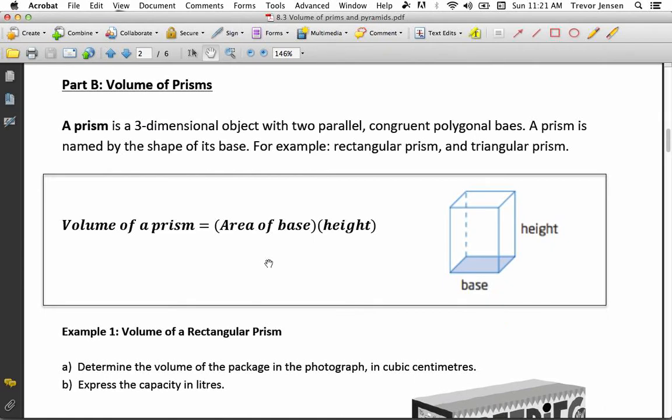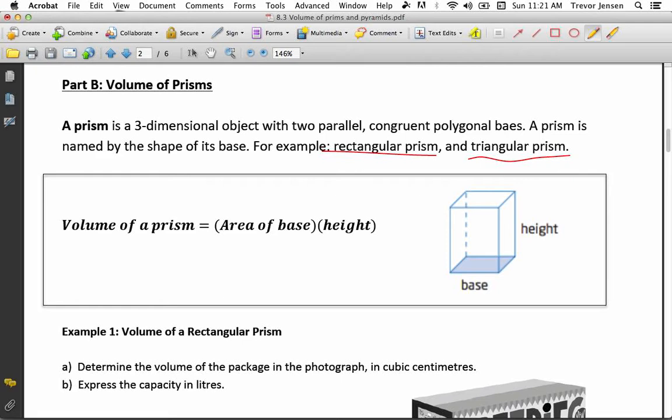Okay, let's actually do some examples now. If I want to find the volume of a prism, I first have to know what a prism is. A prism is a three-dimensional object with two parallel congruent polygonal bases. A prism is named by the shape of its base. For example, I could have a rectangular prism or a triangular prism. A rectangular prism has bases that are rectangles, and a triangular prism has bases that are triangles.